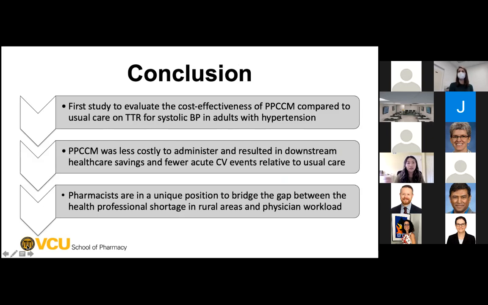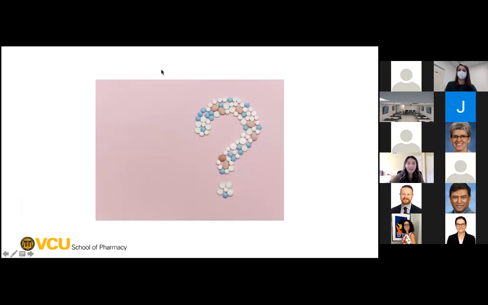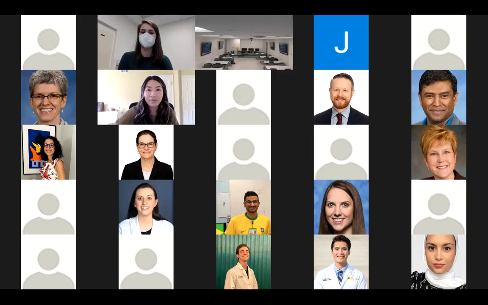So overall, in conclusion, this was the first study to evaluate the cost effectiveness of PPCCM compared to usual care on TTR for systolic BP in adults with hypertension. PPCCM was less costly to administer and resulted in downstream healthcare savings and fewer acute CV events relative to usual care. And pharmacists are in a unique position to bridge the gap between the health professional shortage in rural areas and physician workload. And that is all that I have for you guys. If you guys have any questions, I'm more than happy to answer.